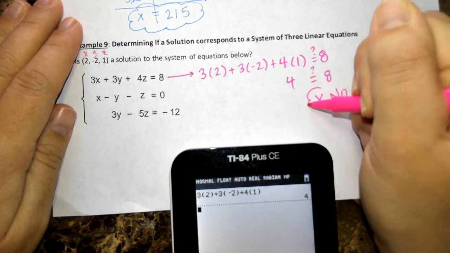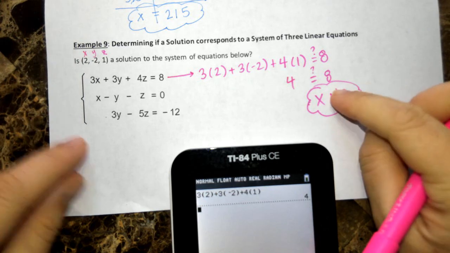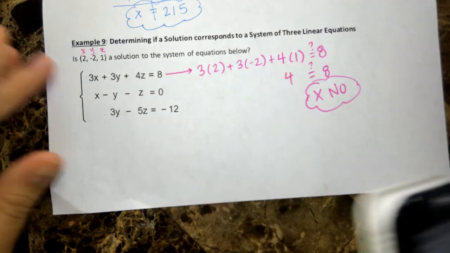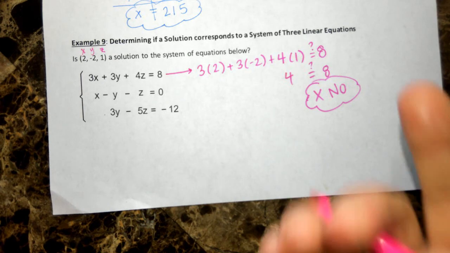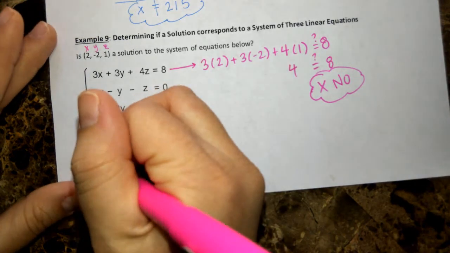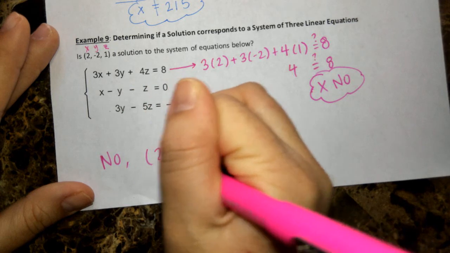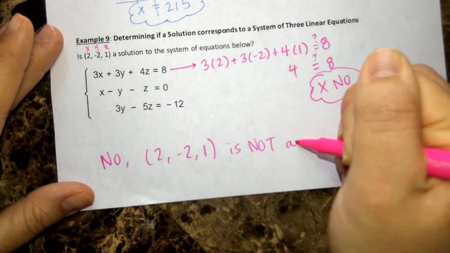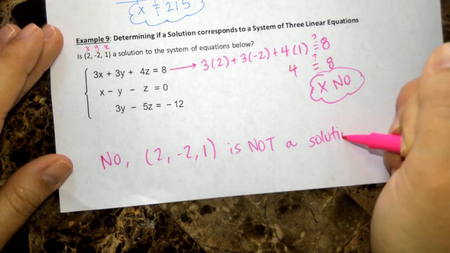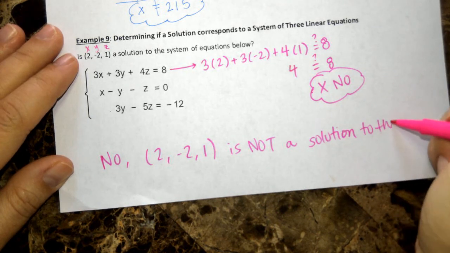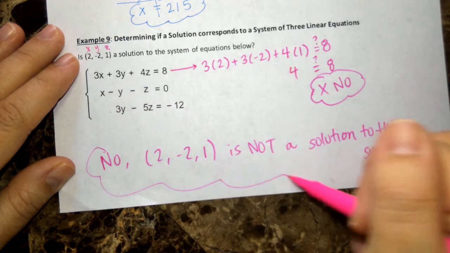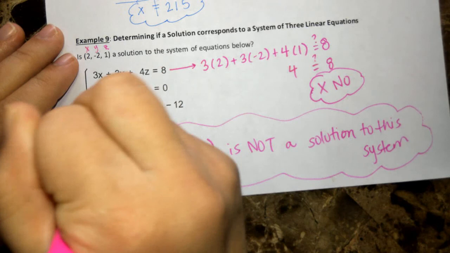Now essentially, if it did give you a yes, you would have to check the other two equations as well. Make sure they give you true statements for all of them. But I don't even need to go that far. I already got a no, so I already know overall that 2, negative 2, 1 is not a solution to this system. And there you go. I think there is one in your homework that's like that.